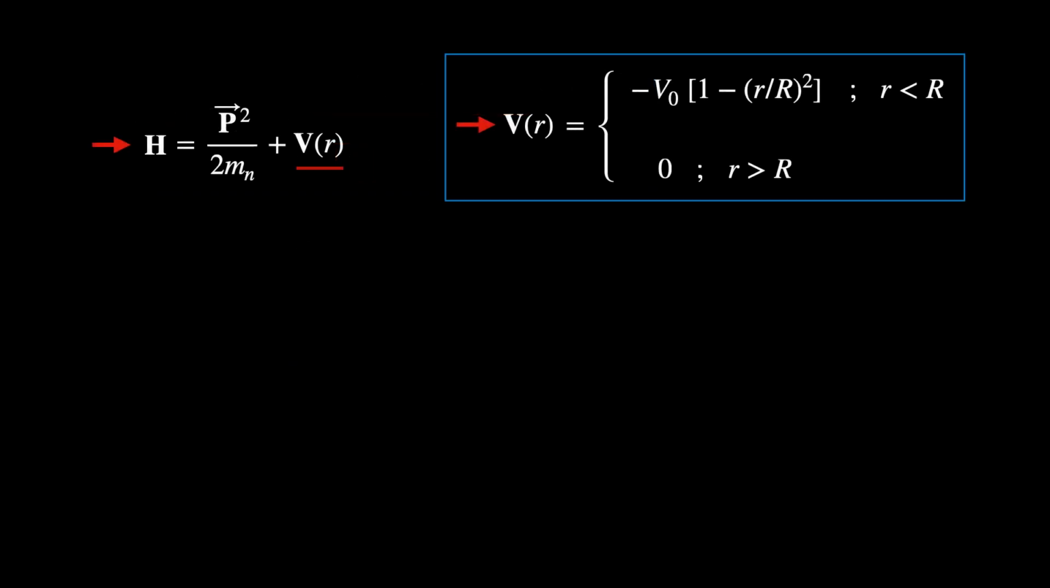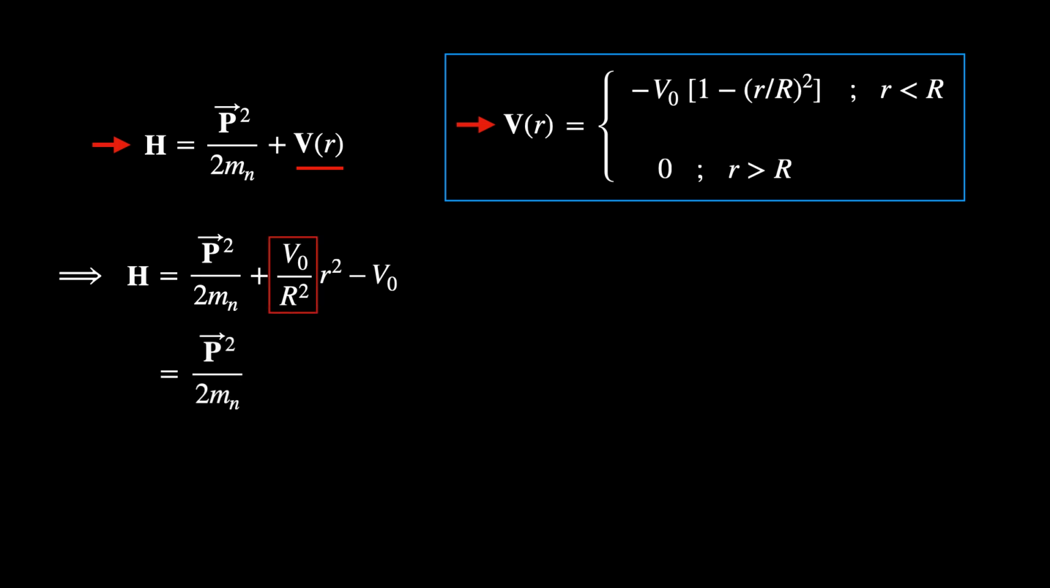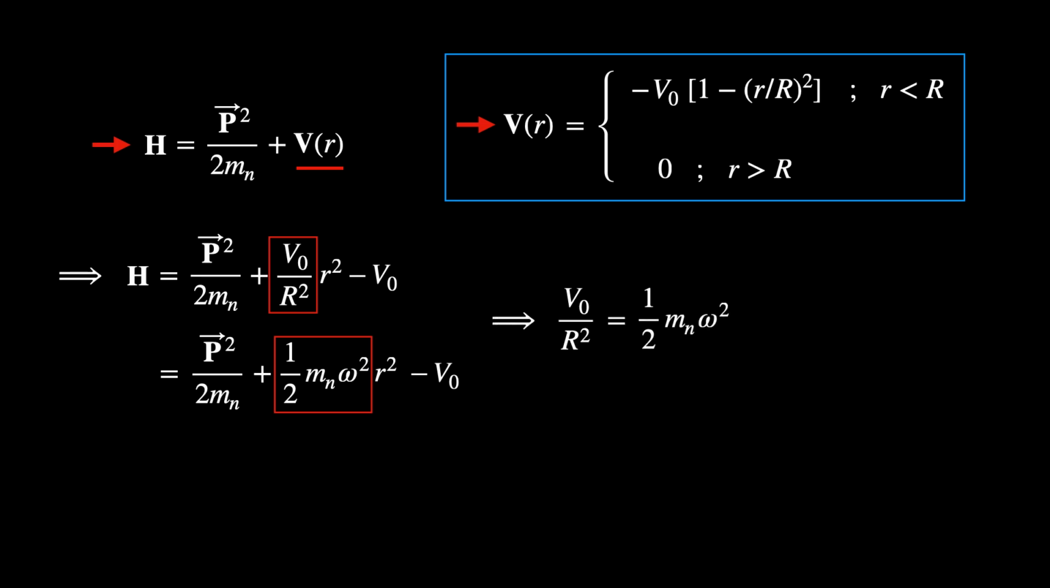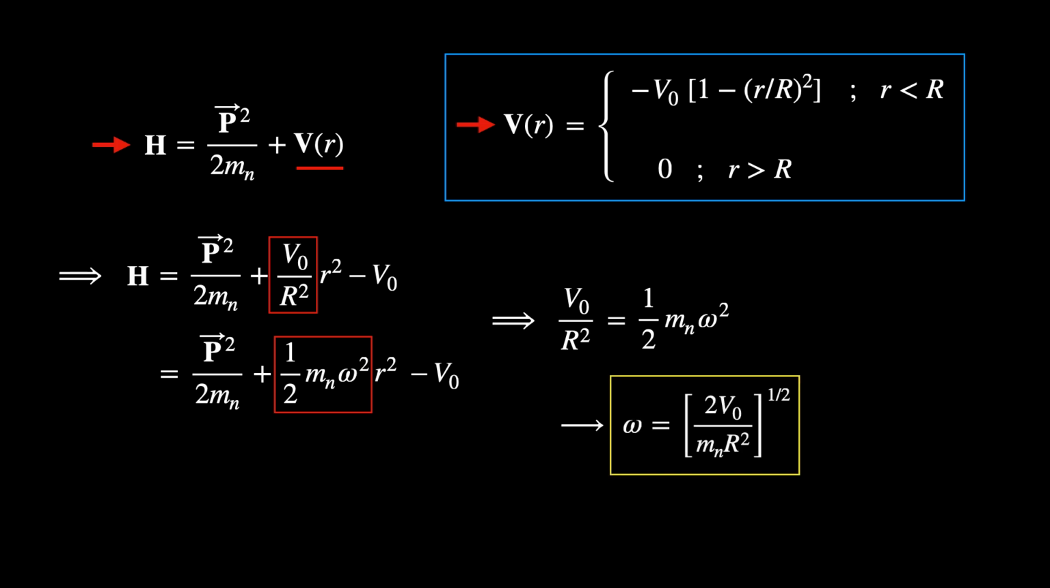Let's substitute in V. We shall replace the parameter V0 by introducing a new parameter omega. This is inspired by the harmonic oscillator. Omega is the vibrational frequency of the nucleus. This implies, which gives us omega in terms of the rest of the parameters.